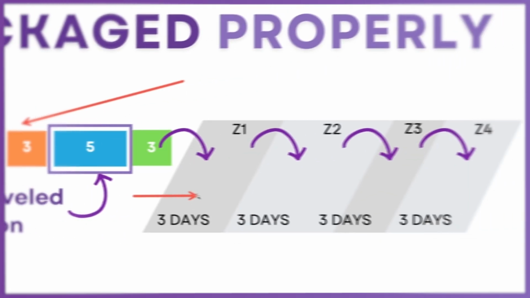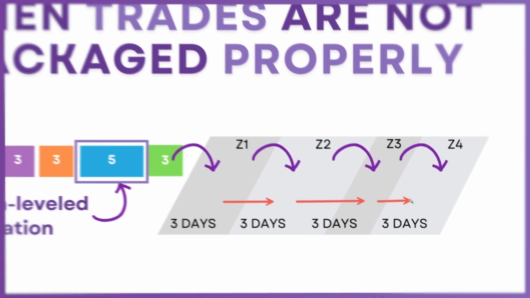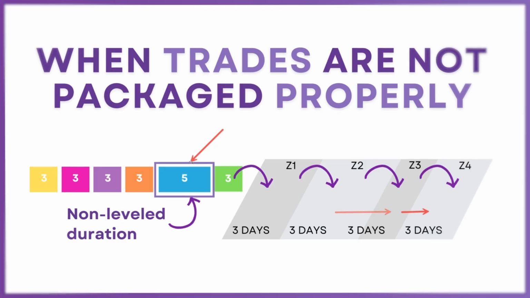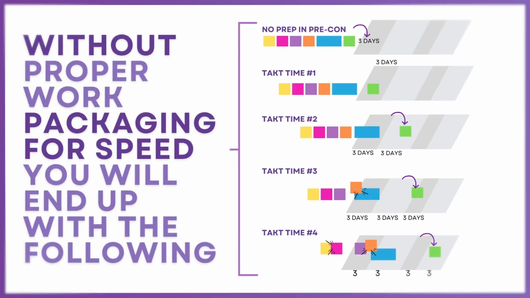And they're going through the zones. So the first time it's entering zone 1, then zone 2, then zone 3, then zone 4. Well, this is a problem, and I'm going to show you why. Let me go ahead and simulate what this looks like when we actually simulate it through 4 different takt times, okay? Without proper work packaging for speed, you'll end up with the following.